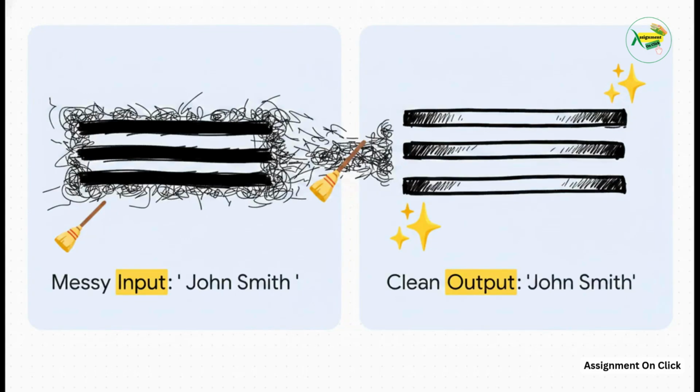Notice how a super simple strip expression acts like a digital broom. It completely removes unwanted leading and trailing spaces from an input like John Smith. This standardizes your text and gets everything perfectly prepped for accurate downstream reporting.